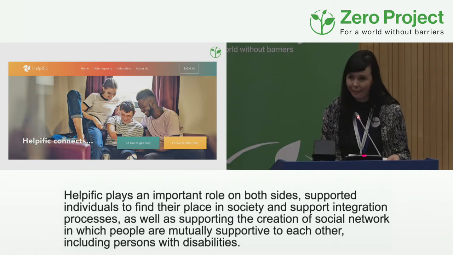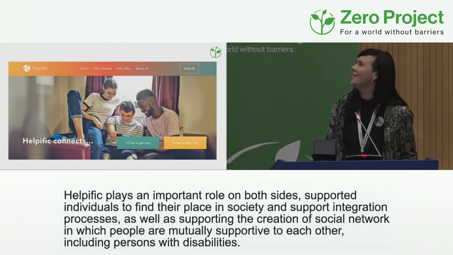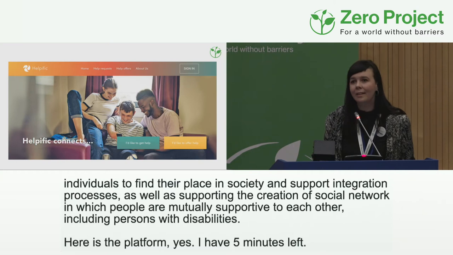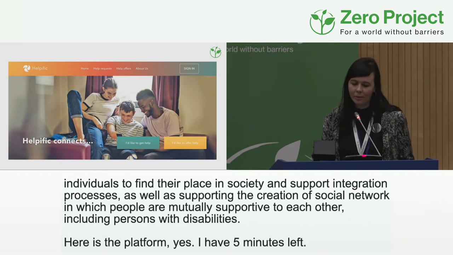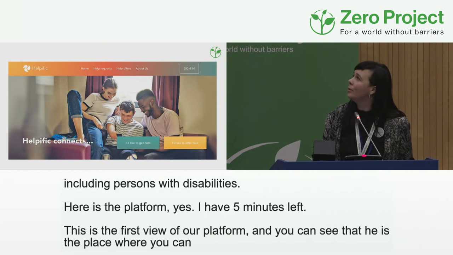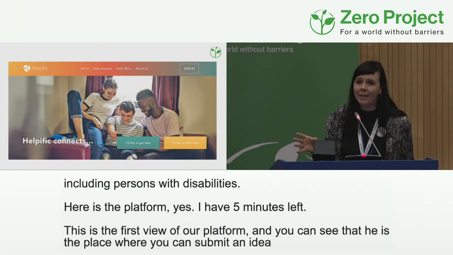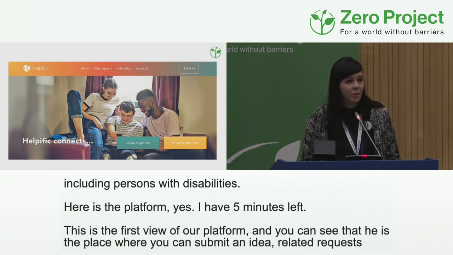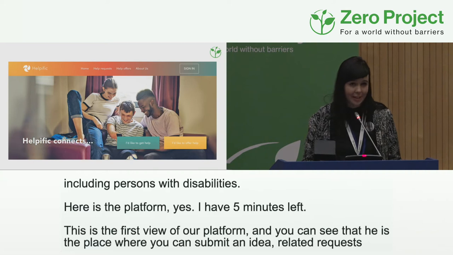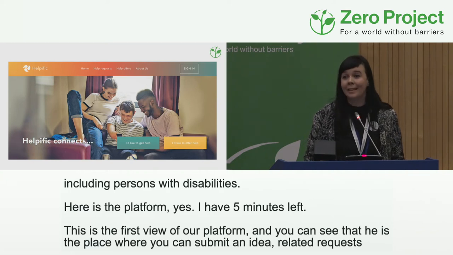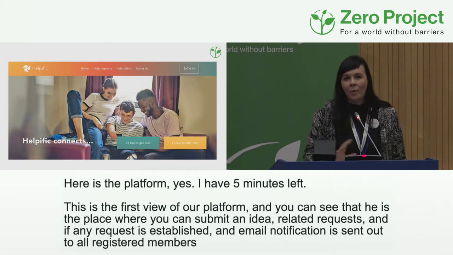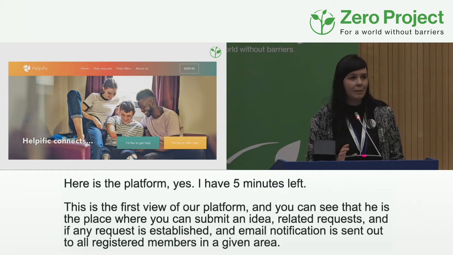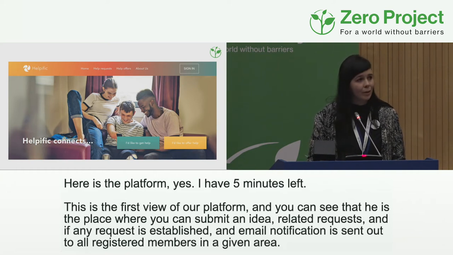And here is the platform. Yes, I have 5 minutes left. So this is the first view of our platform. And you can see that here is the place where you can submit an idea related to requests or offers. And if any help request or help offer is published, an automated email notification is sent out to all the registered members in that given area. Based on our experiences, this is a very important tool. The email notifications are an extremely useful tool to get answers to the help requests.